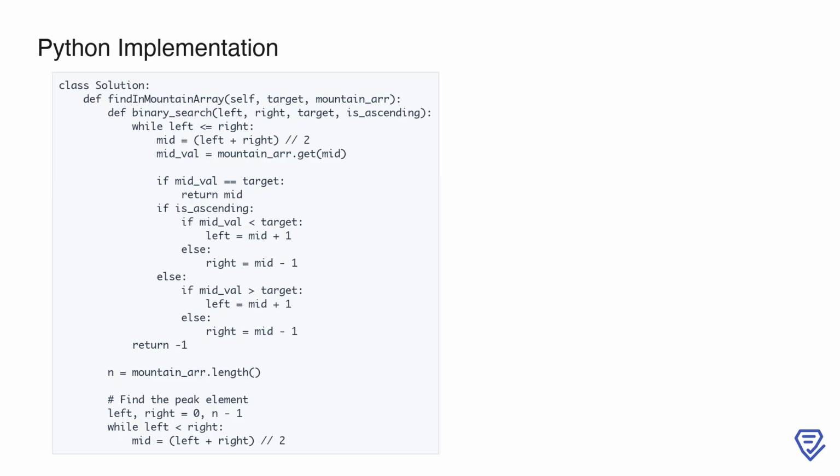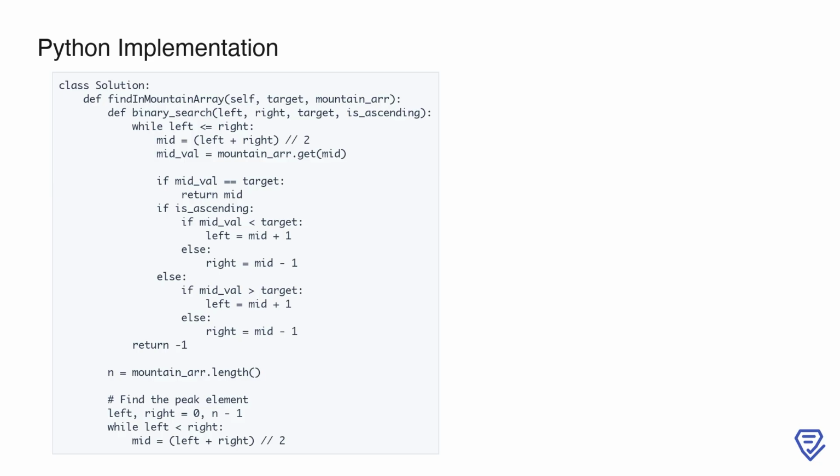Within this method, we also define a helper function called binary_search. This function will perform a binary search between the given left and right boundaries to locate the target value. The is_ascending parameter helps us determine whether the current portion of the array is sorted in ascending or descending order.